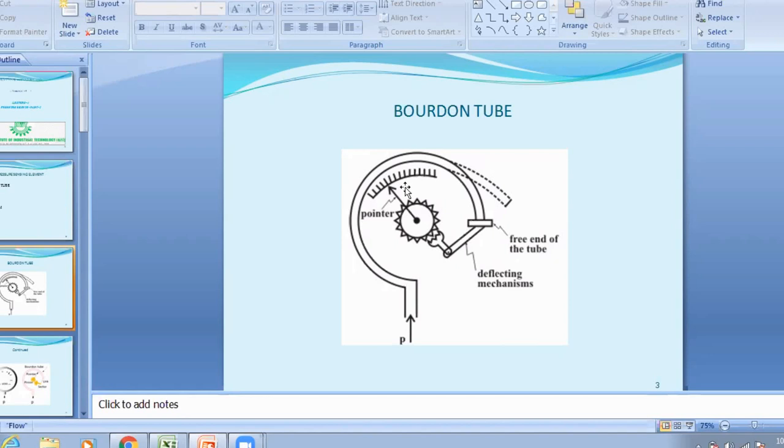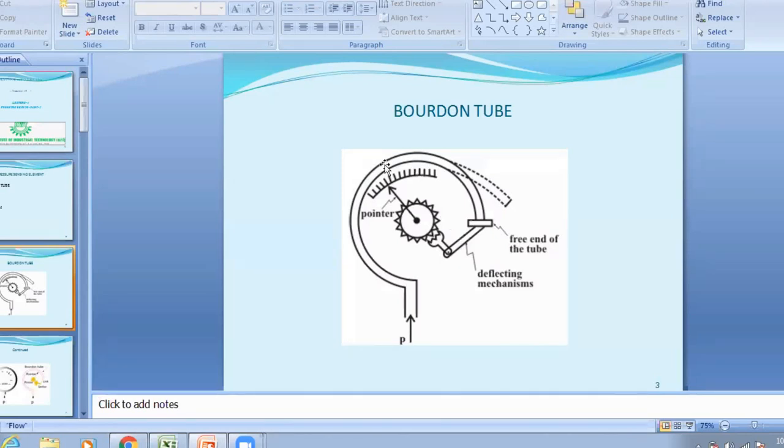Gradually, accordingly, this movement depends on the magnitude of the pressure. The amount of pressure means how much pressure we are applying. Suppose low pressure is applied, so it will move slowly. If high pressure is applied, it will move a little bit faster.